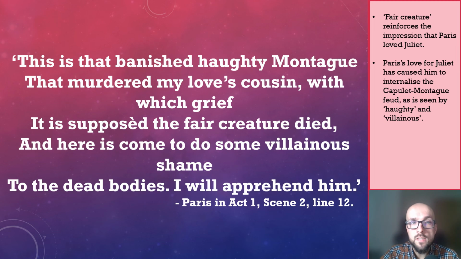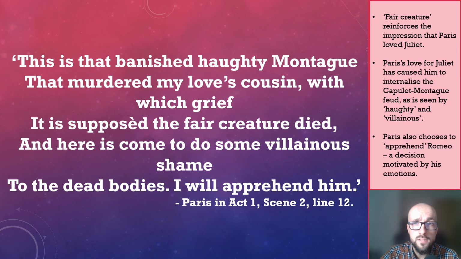Furthermore, the final sentence in these lines, "I will apprehend him," also shows the extent to which Paris has internalized the feud. To apprehend someone can mean to arrest him, and so this line could just show Paris performing his civic duty, given that Romeo is an outlaw because he has been banished from Verona. However, given that he has also just previously denigrated Romeo, I think his apprehension is somewhat personal. I don't believe for 1 second that Paris's decision to arrest Romeo is completely unemotional.